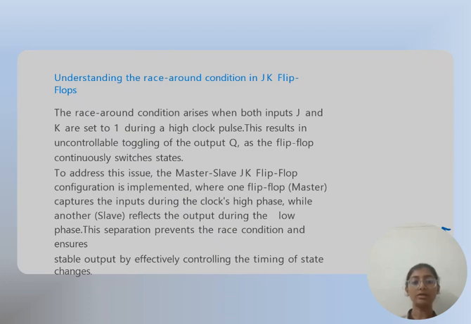the input during the clock's high phase, while another, that is the slave, reflects the output during the low phase. This separation prevents the race condition and ensures stable output by effectively controlling the timing of state changes.